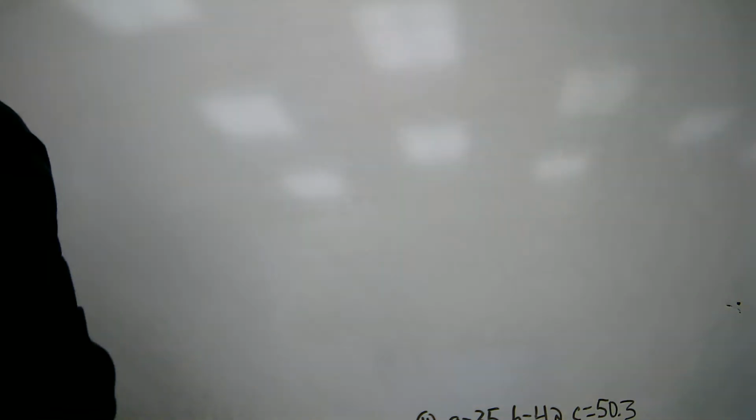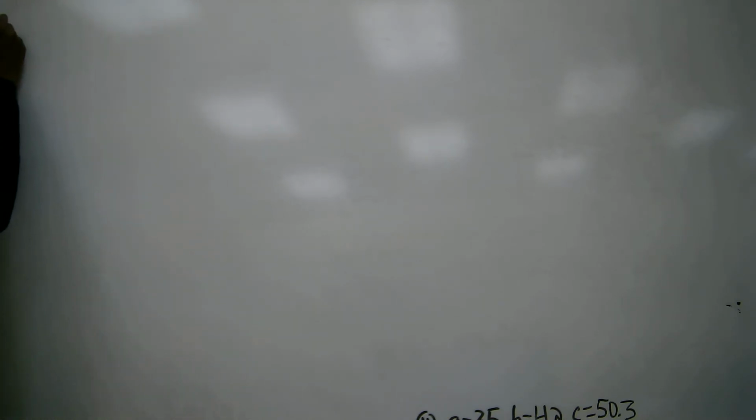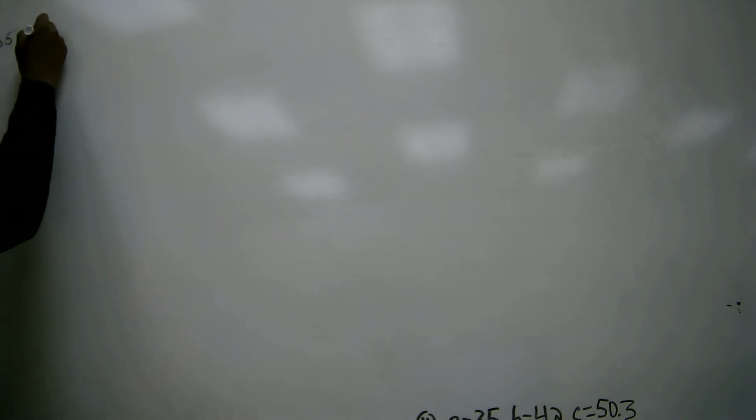Once again, they give you the three sides. Side A is 35. The length of A is 35. B is 42.